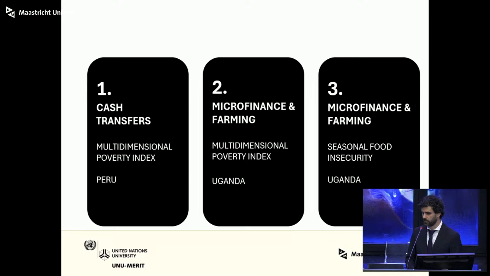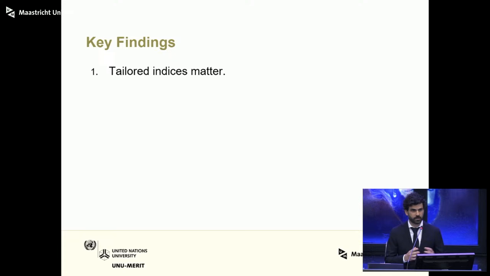And then it provides practical policy insights that can inform decisions regarding better programs that are going to be targeting poverty. Let me share with you three key findings. The first one is that tailored indices matter. In impact evaluation research, the recommendation is to customize the index to the theory of change of the program, to the objectives of the program, rather than having a one-size-fits-all index.